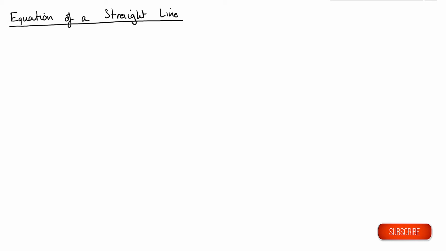In this video we're going to be looking at the equation of a straight line. The equation of a straight line in general terms will always be written in the form y equals mx plus c. This is a general formula that we can use to describe any straight line that we ever want to draw, where y is just the value that we're going to see on the y-axis.